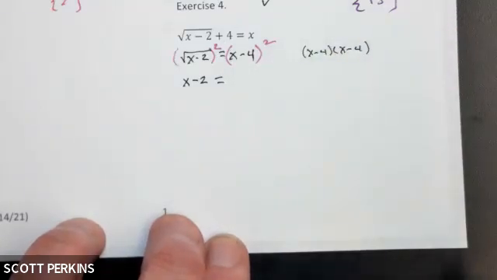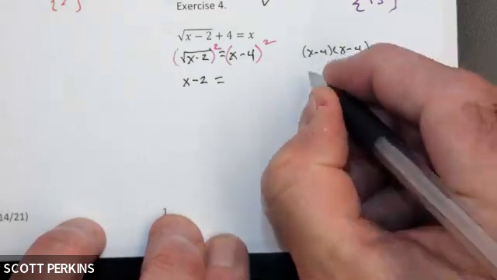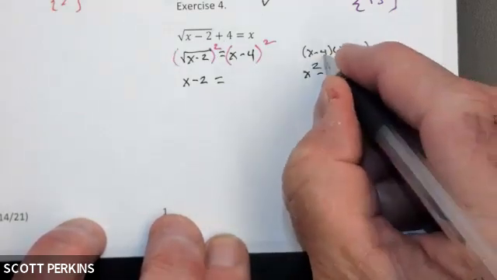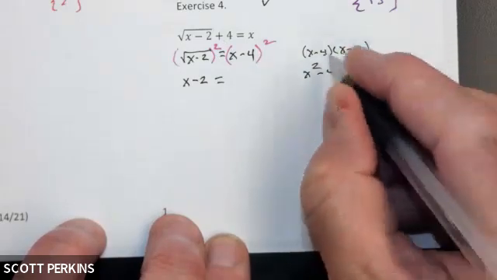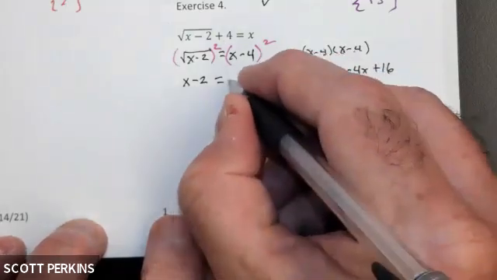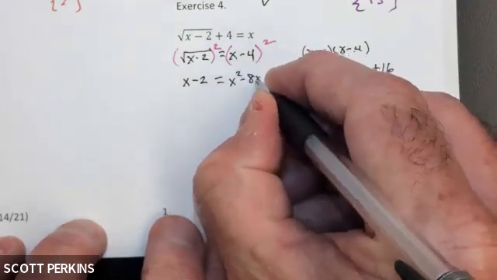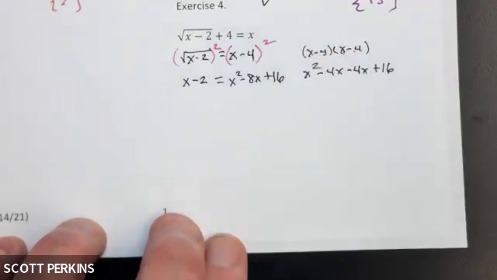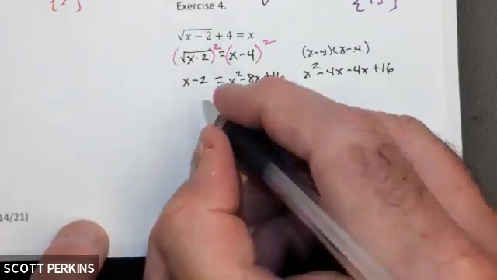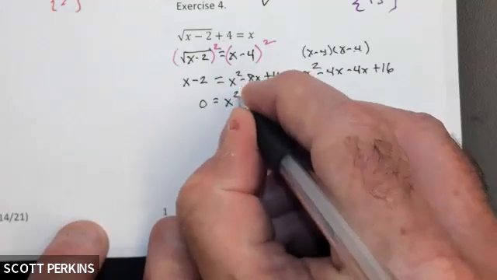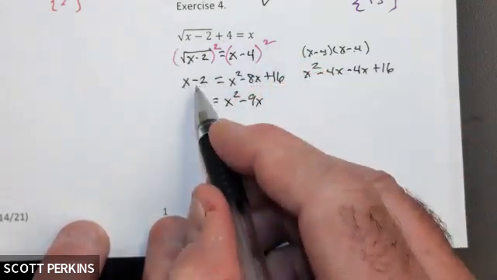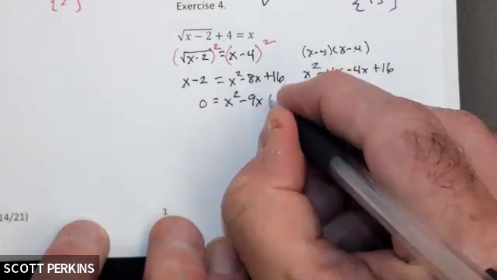My firsts, outers, inners, lasts. My firsts give me x squared. The outers give me negative 4x. The inners give me the same thing. And then my lasts give me plus 16. So we've got x squared minus 8x plus 16. Same exact steps as previous to this. I'm going to bring the x over. So when I subtract the x from both sides, I've got negative 9x. When I add the 2 to both sides, I've got plus 18.